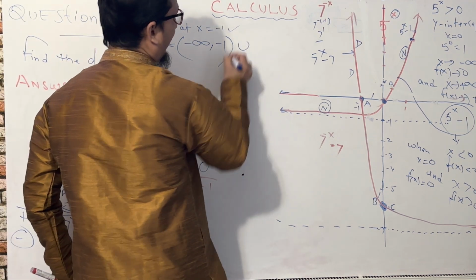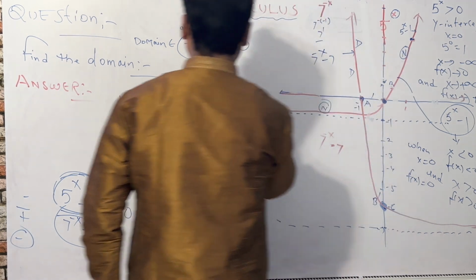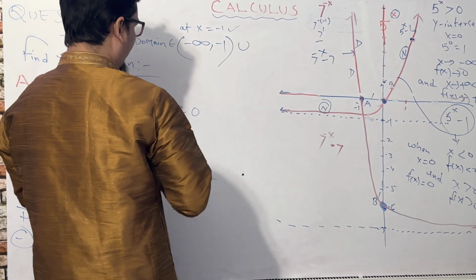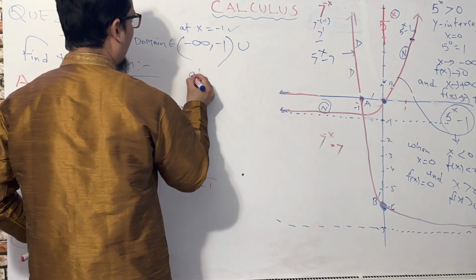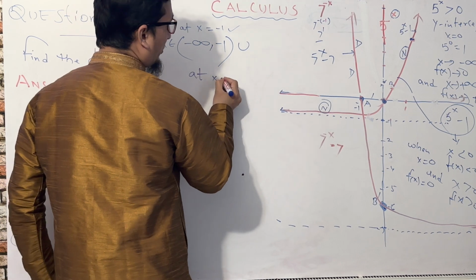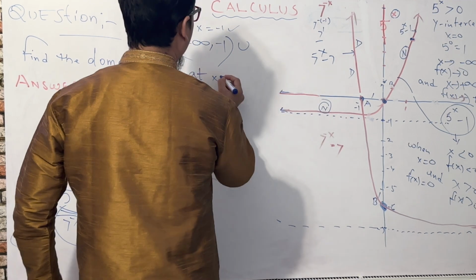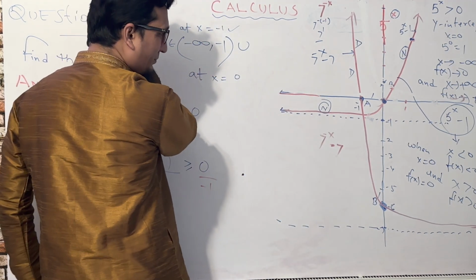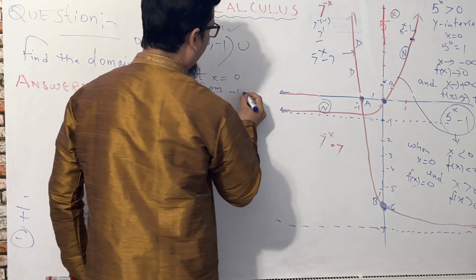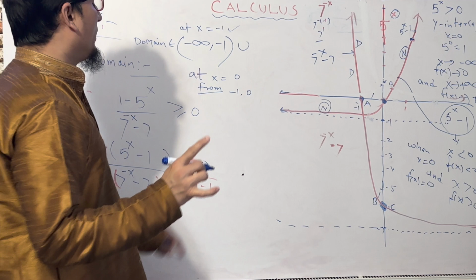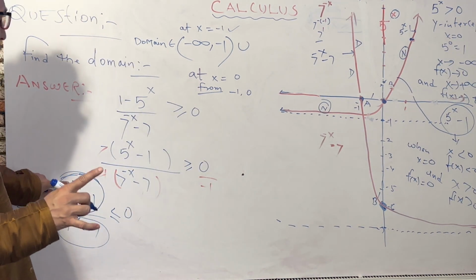And now we are talking about another interval, right? So minus 1 to 0. If I talk about x is equal to 0, I mean from minus 1 to 0. Look guys, I'm going to take 0. Why? Because if you put 0, 5 power 0 is 1, 1 minus 1, 0.